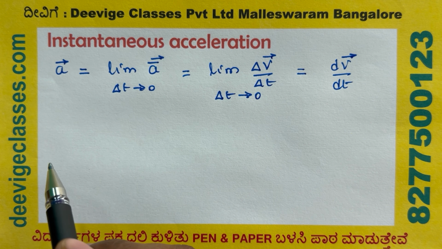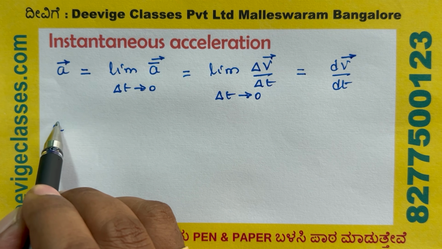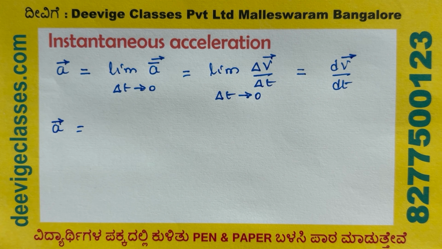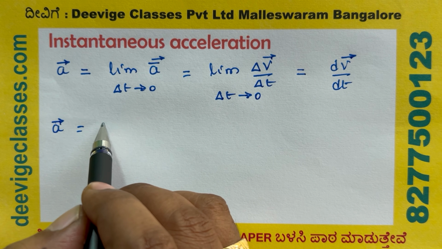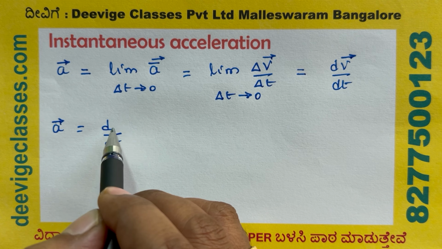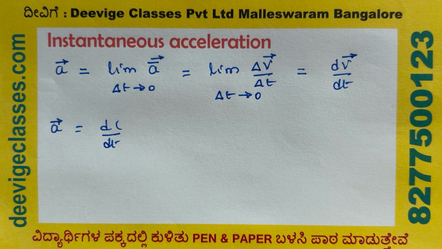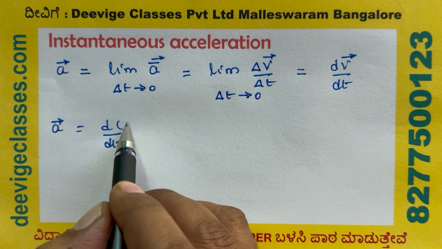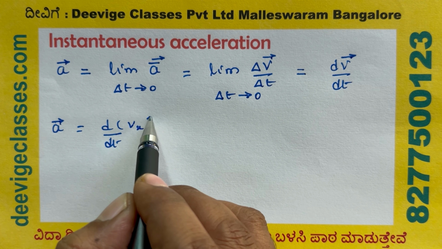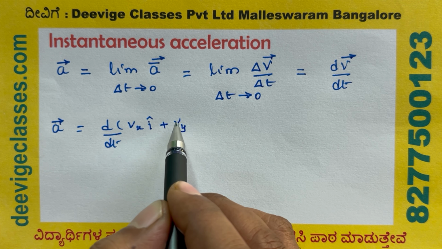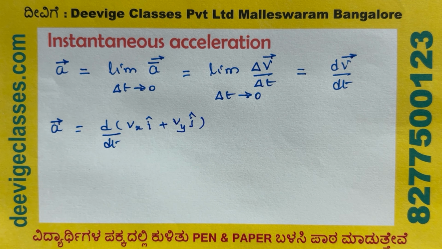Then if I do the substitution here, instantaneous acceleration is equal to d divided by dt of v, where v can be written as its component along the x-axis and y-axis. What is the component along the x-axis and y-axis? Correct. That is v suffix x into i cap plus v suffix y into j cap. Correct? Yes, sir.